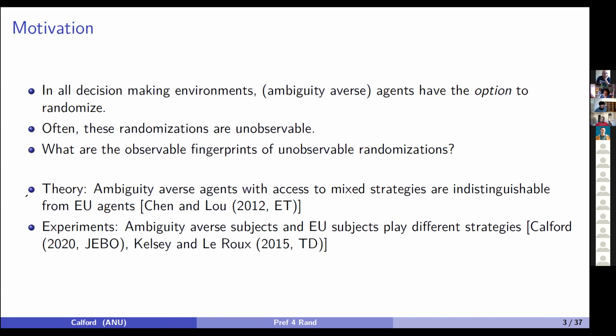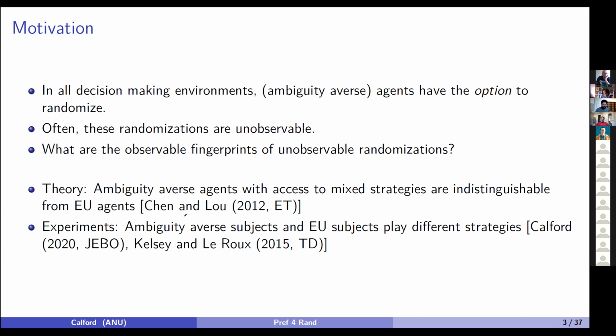So there's a little bit of a contradiction in the literature between the theory side of things and some of the previous experimental results. And part of my motivation is trying to resolve this apparent contradiction. So on the theory side, for games with ambiguity averse agents, there's a few results out there. Chen and Liu is the most applicable to my current setup, that establish that an ambiguity averse agent is going to be indistinguishable from an expected utility agent. And in particular, the set of rationalizable strategies for an ambiguity averse agent and an expected utility agent will be the same.